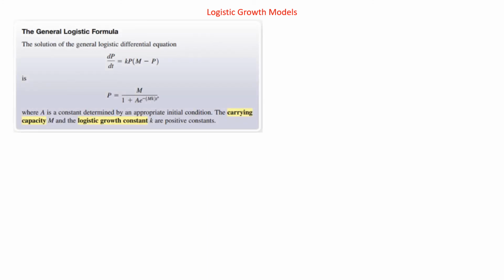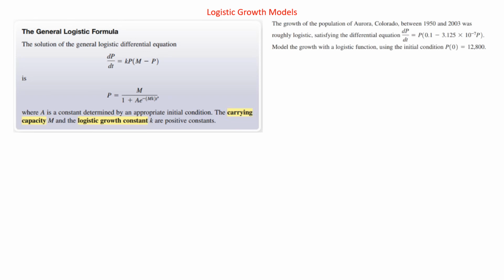But we have logistic growth models because if we take that differential equation and find the general equation, we get P equals M, which is the carrying capacity. We had 1000, notice that was on the top, over 1 plus A, the constant, times e to the negative mk times t. So we can use that and not have to find it every single time. Which, from the last slide, you know, that's a good thing.